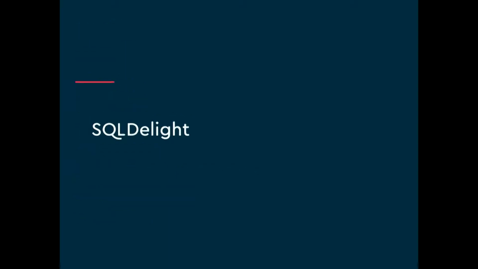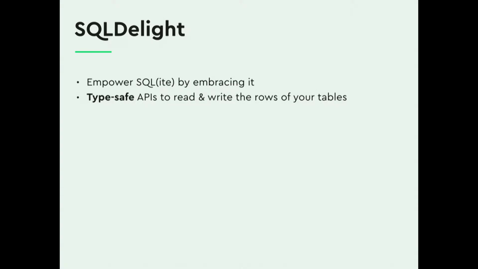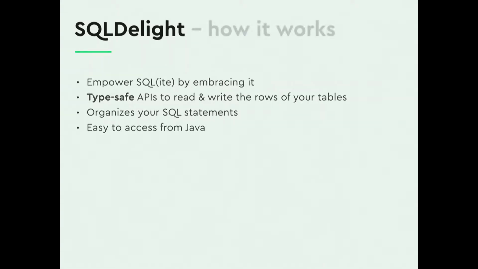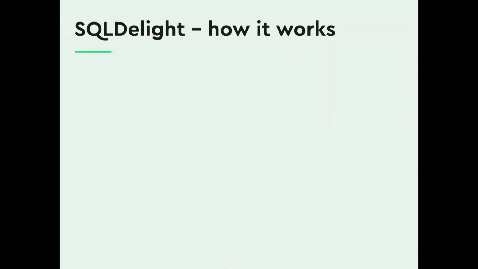So what does SQLDelight do for you? It empowers SQL, embraces it, and it does so in a type-safe manner. It provides you type-safe APIs, so you can read and write, you can marshal and unmarshal your data in a safe way. It also organizes your statements into files that are easy to manage and organize, and it is also easy to access from Java. How does it work? Everything that SQLDelight does, it does at compile time. Its purpose is to create those Java classes that make your operations type safe.